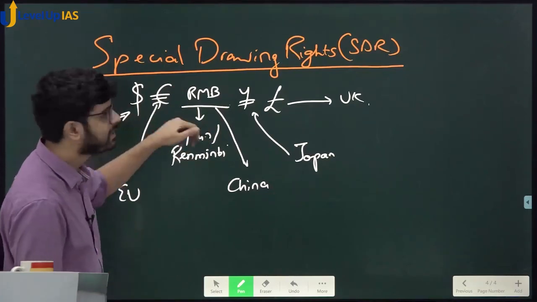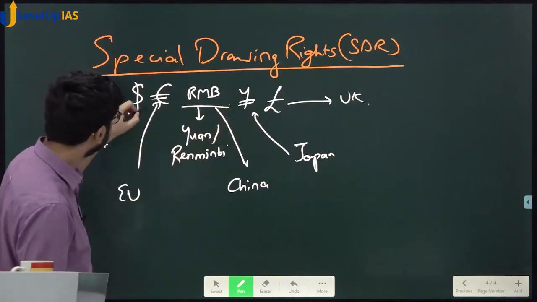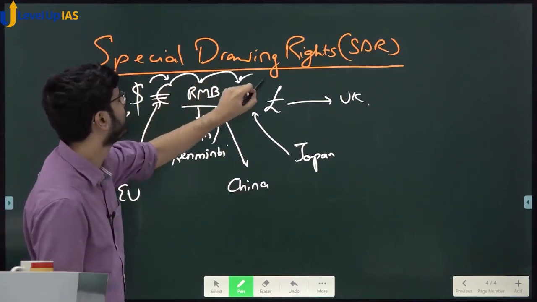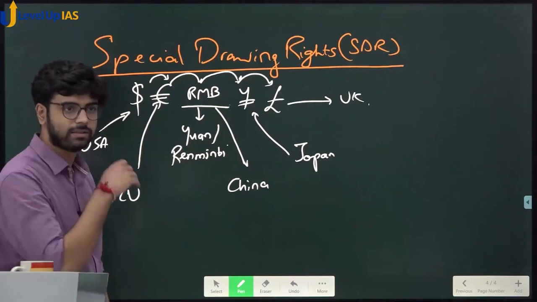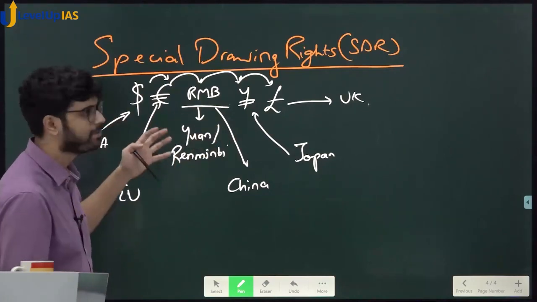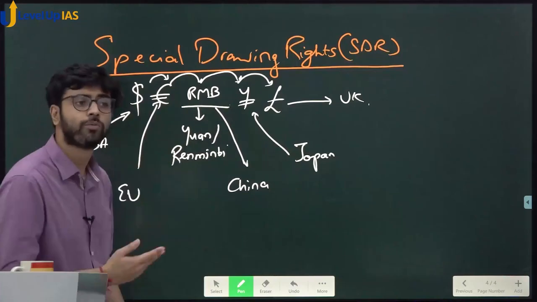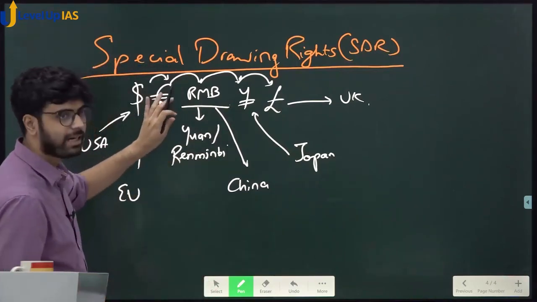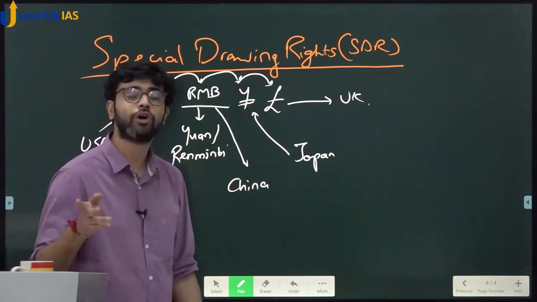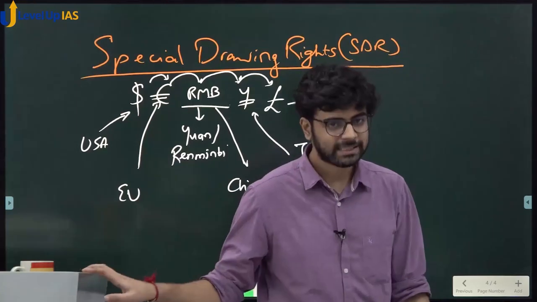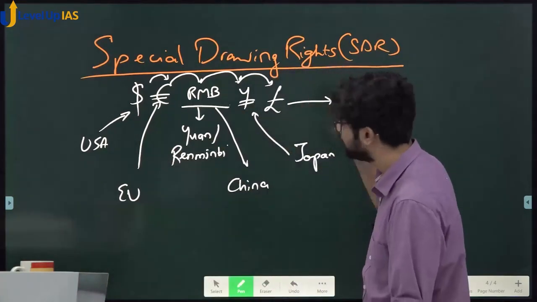And the order in which I have written, this has the highest weight, then this has the second highest, third highest, fourth highest, fifth highest, depending on the economy size. US is the largest, then the EU comes, then China. So tomorrow, if China overtakes the EU, then obviously the Chinese yuan will have higher weightage in SDR. So the contribution has to be made in SDRs, but SDR is ultimately a basket of these only.